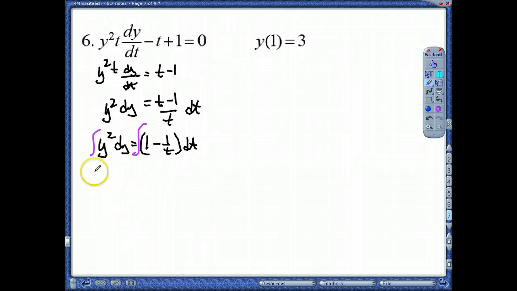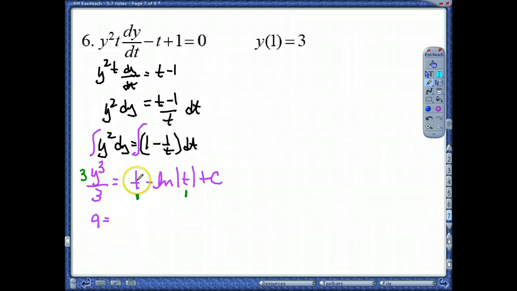For once, I don't have any u substitutions, so the integral, I'm going to have y to the third over 3 equals t minus the natural log of the absolute value of t plus c. Plug your values in, so I'm going to plug 1 in for my t's. So I'm going to plug 1 in here, 1 in here, and I'm going to plug 3 in here. So I end up with 27 over 3, which is 9. And then I have 1 plus c. So that means c has got to be 8.